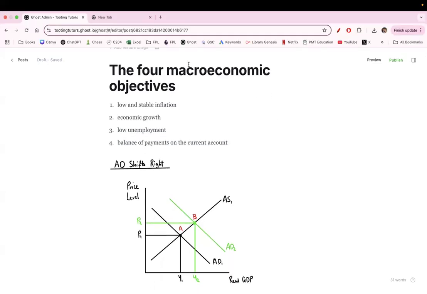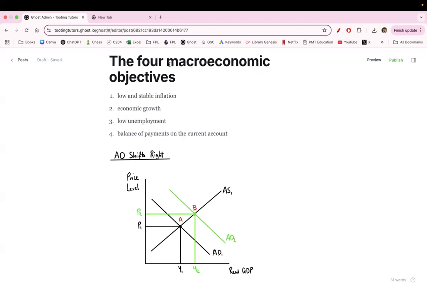So we know that the four main macroeconomic objectives are low and stable inflation, economic growth, low unemployment, and a balance of payments on the current account. So when exports and imports are basically equal. In our essays, we do a lot of diagrams, but the macro diagrams are easy, so it's all about how you explain them.